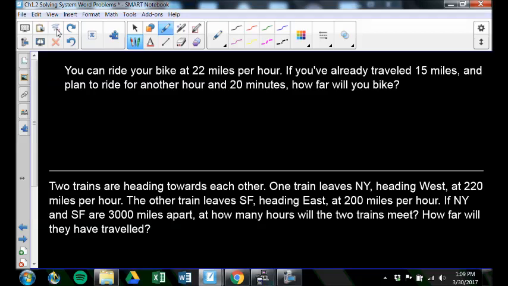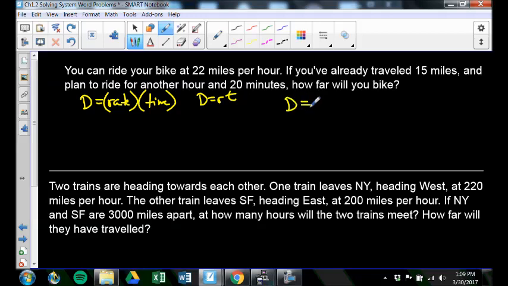To find distances, we use the equation distance equals rate, meaning your speed, times time. Distance equals rate times time. We often call it dirt. D equals RT. If you can ride your bike at 22 miles per hour, and you've already traveled 15 miles, how far will you ride if you continue to ride for another hour and 20 minutes? So you've already ridden 15 miles, you're going to keep riding for an hour and 20 minutes. We want to find your distance.